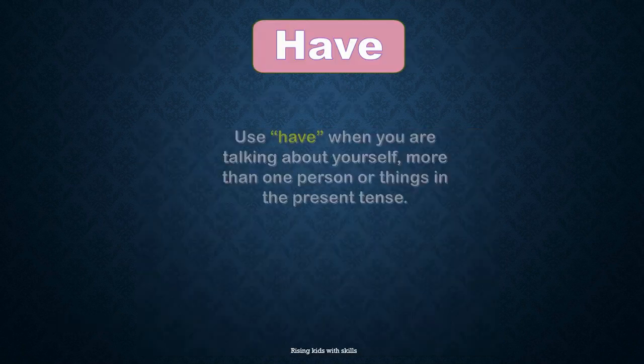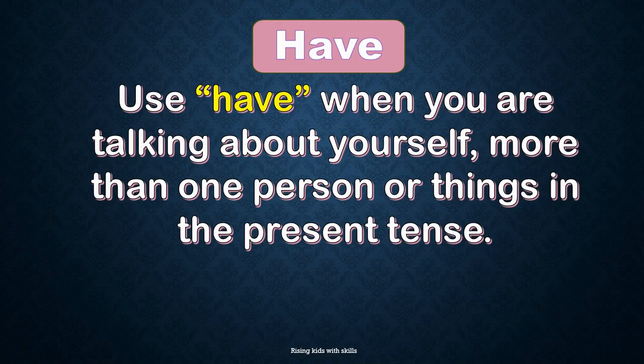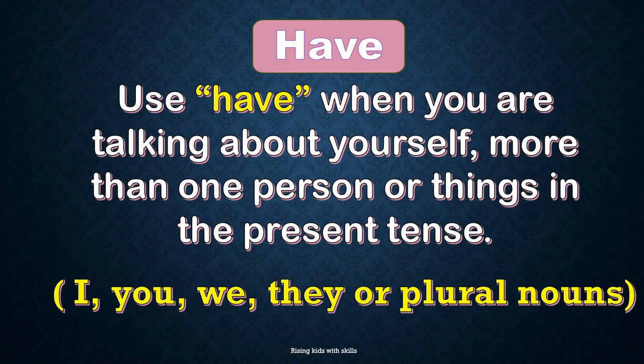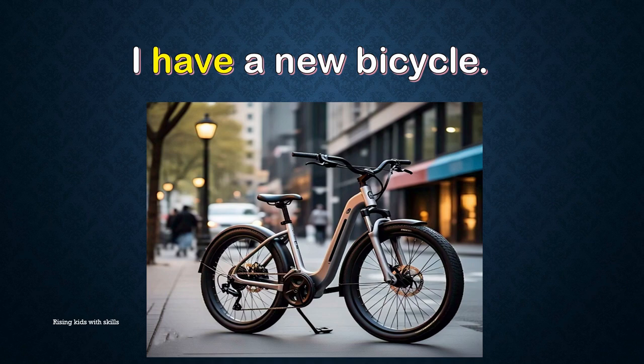Have. We use have when you are talking about yourself, more than one person or things in the present tense, like I, you, we, they, or plural nouns. For example, I have a new bicycle.